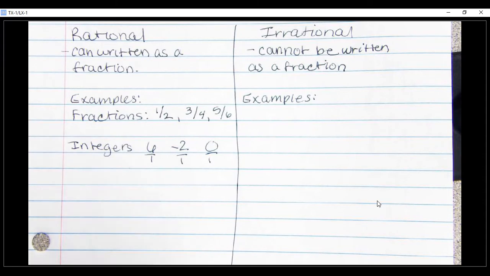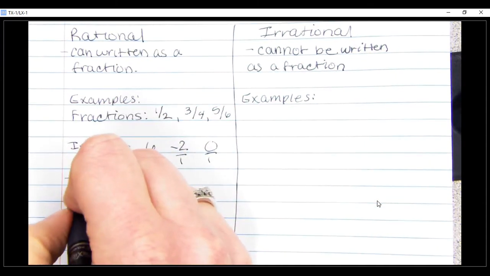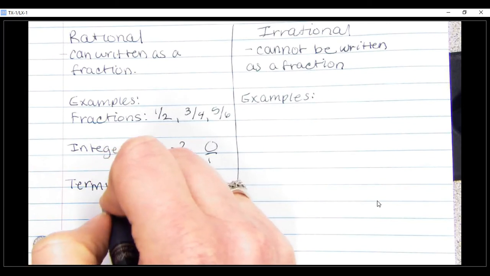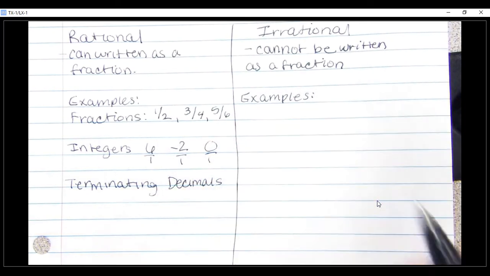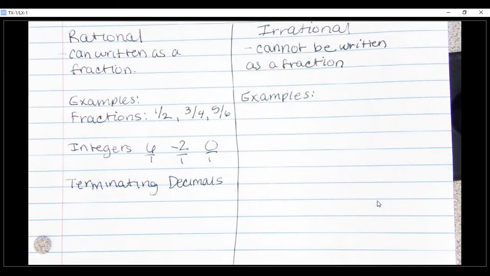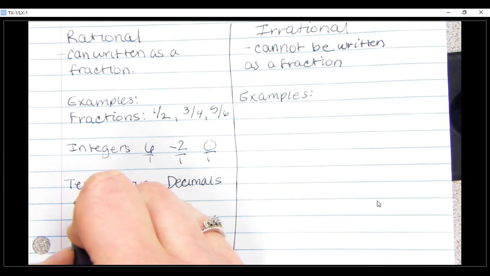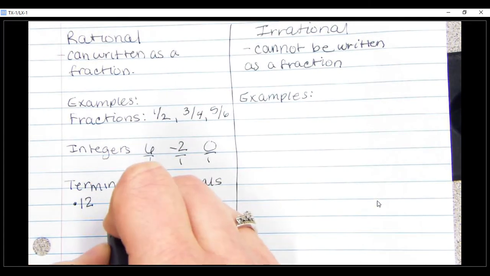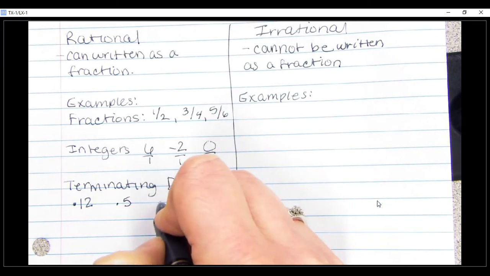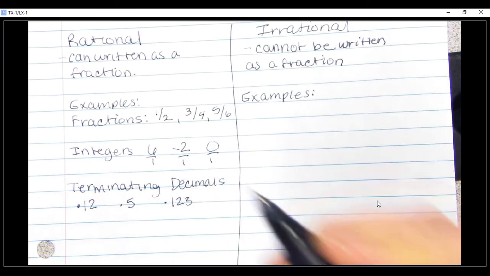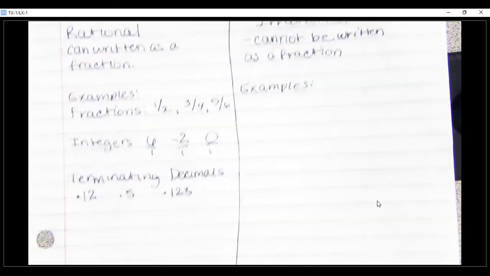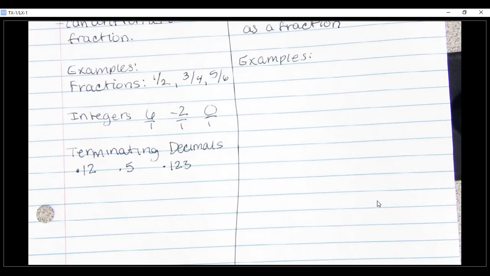Another type of rational number are terminating decimals. Terminating decimals are decimals that end. So for example, 12 hundredths, or 5 tenths, or 123 hundredths. All of those are going to be rational numbers as well, because we can also turn those into fractions, and we're going to see how to do that in a later video.